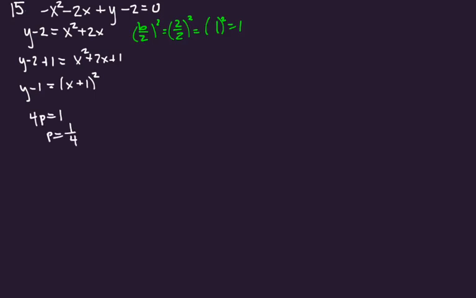So to find P, we do what we did earlier. You say 4P equals the number out in front of the non-squared side. So you can see that right there. It's not written, but it's implied. There's a 1, so you say 4P equals 1. Divide by 4, and you're going to get P equals 1/4.